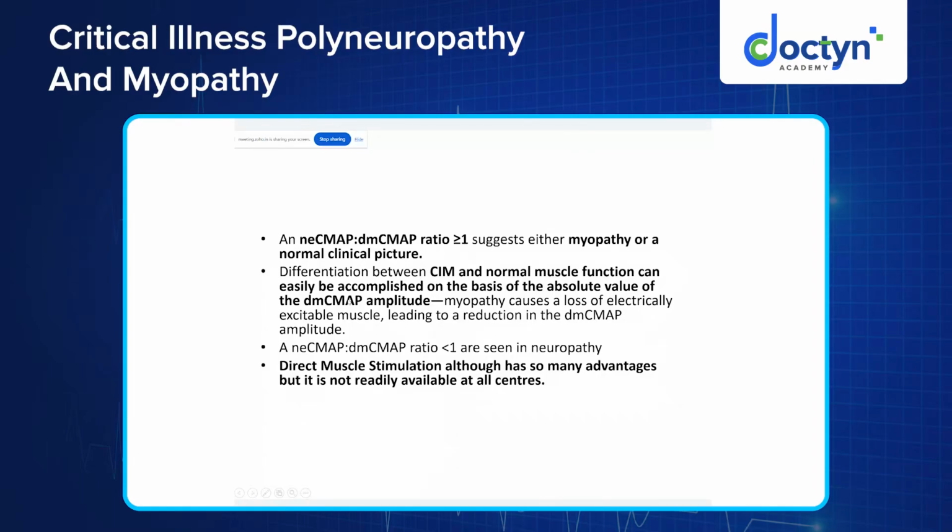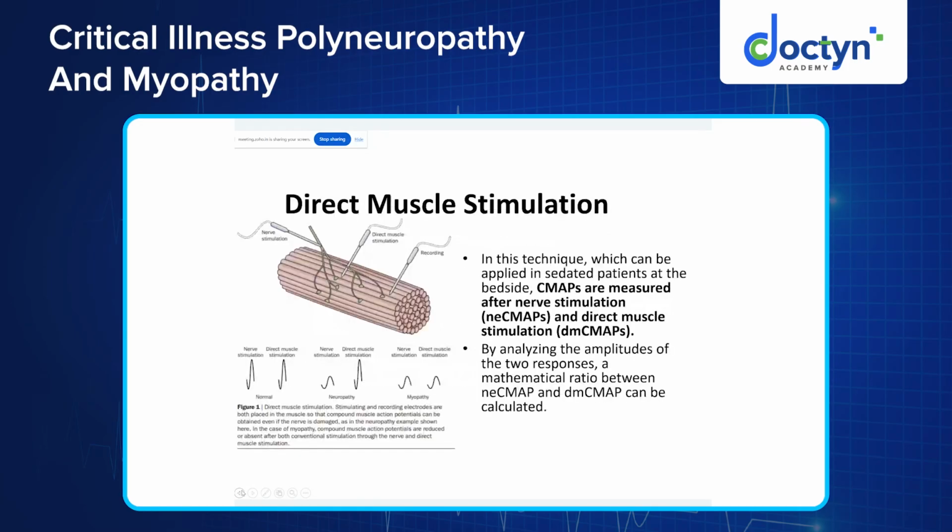A CMAP to DCMAP ratio greater than or equal to 1 suggests either a myopathy or a normal clinical picture. Differentiation between CIM and normal muscle function can be easily accomplished on the basis of what? On the basis of the absolute value of DCMAP amplitude. But if the ratio is less than 1, it usually arises in cases of neuropathy.